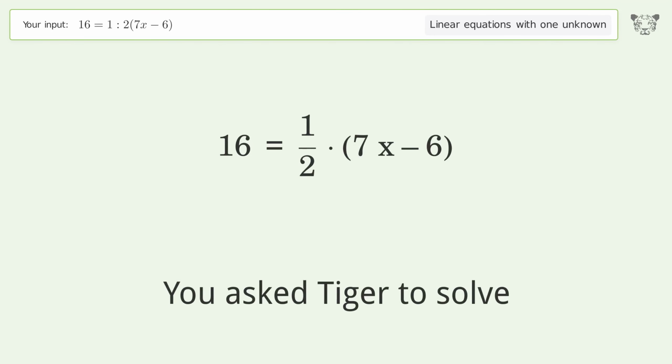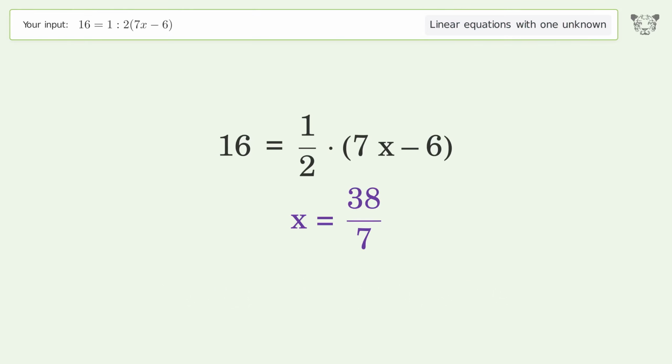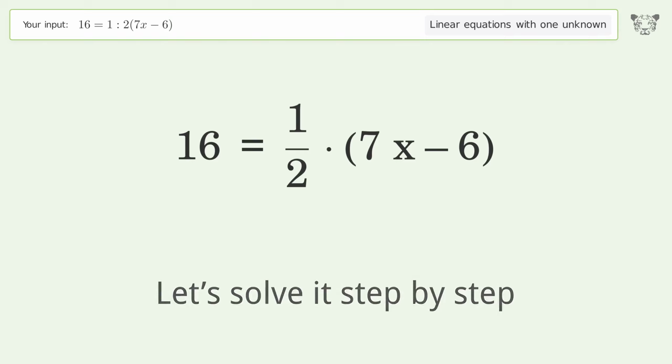You asked Tiger to solve this. It deals with linear equations with one unknown. The final result is x equals 38/7. Let's solve it step by step.